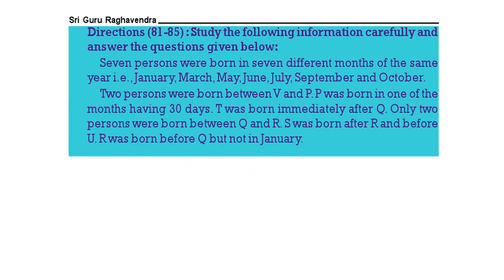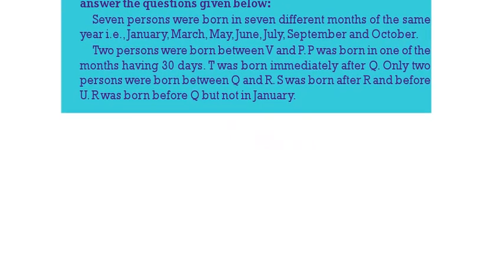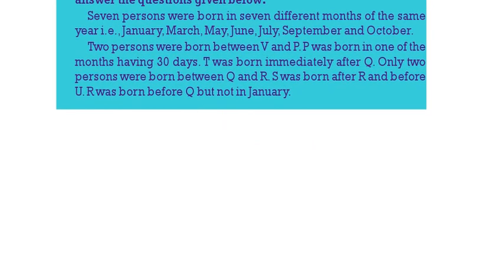7 persons are born in different months of the same year, that is January, March, May, June, July, September, October. 2 persons are there between V and P. P was born in one of the months having 30 days. T was born immediately after Q. Only 2 persons are there between Q and R. S was born after R and before U. R was born before Q but not in January.